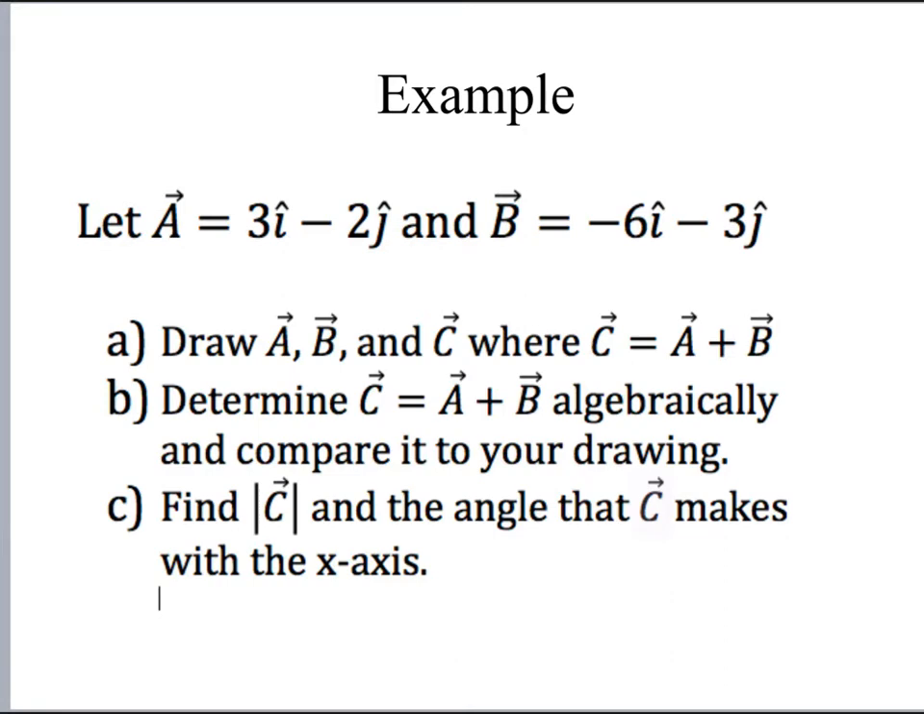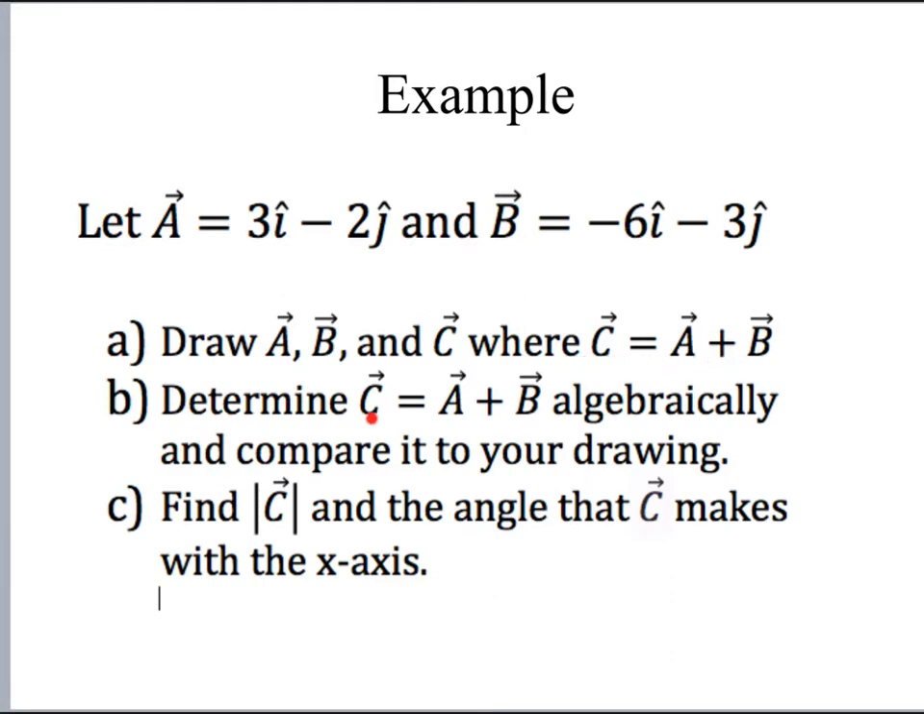So I've got two vectors defined here. A is 3 in the i hat direction, or along the x-axis, minus 2 in the j hat direction. So that would mean 2 units in the minus j hat direction. Then B is equal to minus 6 i hat, so that means 6 units in the minus i hat direction, and then 3 units in the minus j hat direction. So the problem is to first draw A and B, and then draw C such that C is the sum A plus B.